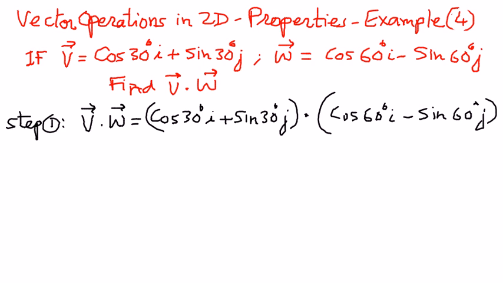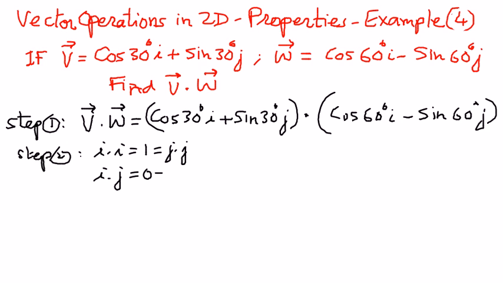And before we go any further, as step number 2, we want to recognize that i dot i is equal to 1, and j dot j is also equal to 1, and then i dot j is equal to 0, and by the same token j dot i is also equal to 0. So we'll keep that in mind when we are simplifying these.